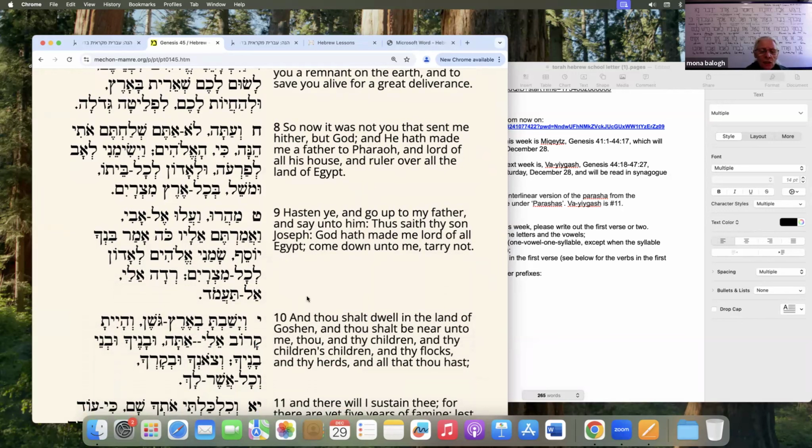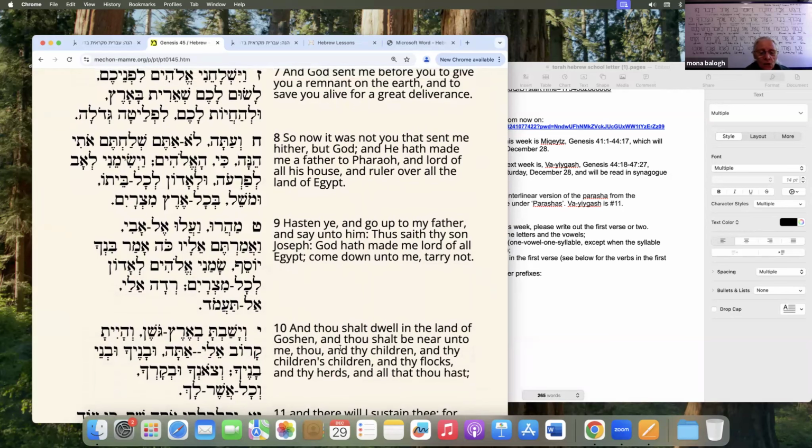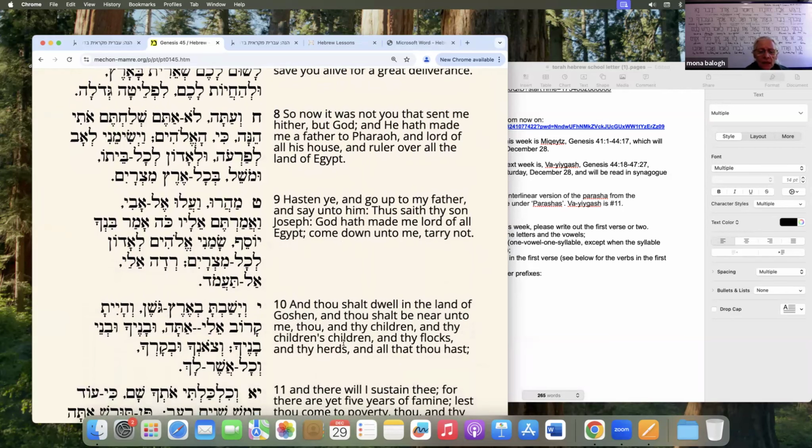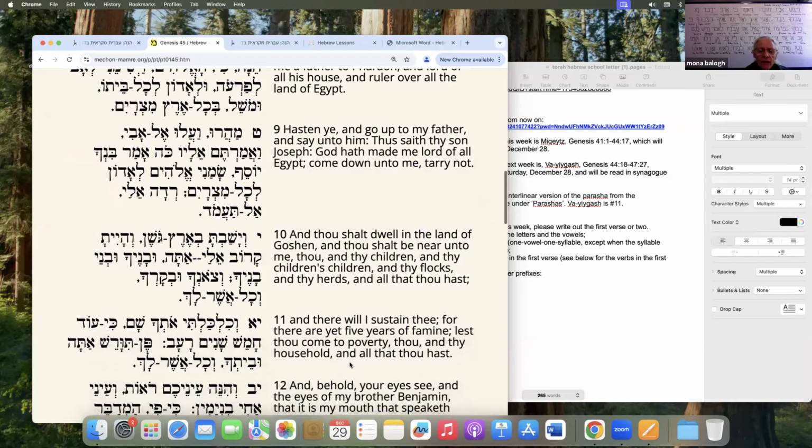Now that's called Upper Egypt, which was actually the northern, I'm sorry, that was the Lower Egypt, which was the northern part of Egypt. They were sort of upside down. So Lower Egypt was the Nile Delta, which is Goshen. And you shall be near to me, you and your children and your children's children and your flocks and your herds and all that you have. And there will I sustain you.